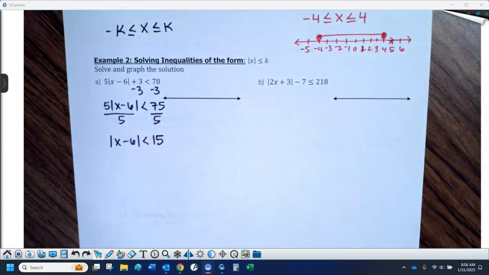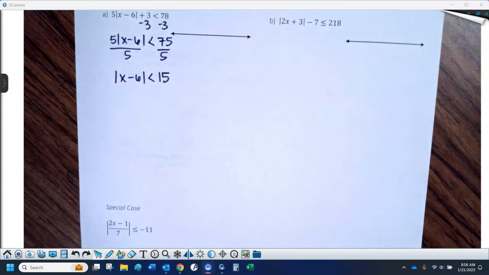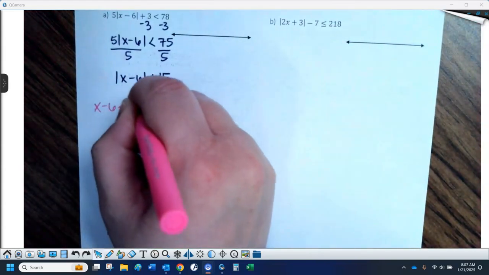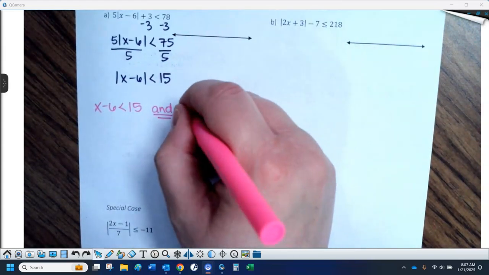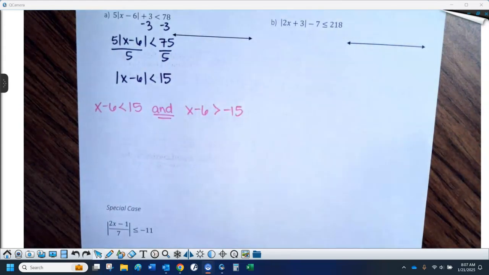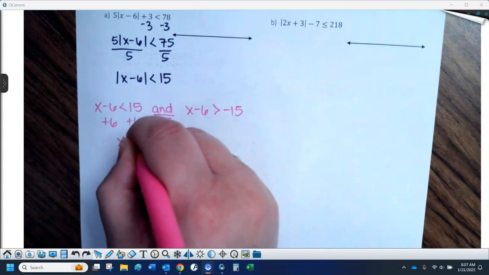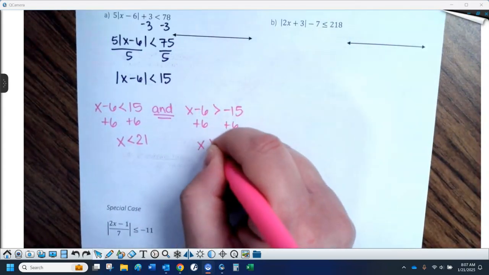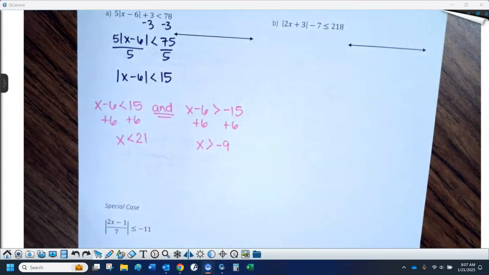Okay, now, once you've got your absolute value alone, you're going to break it apart into that little definition. And so I'm going to write x minus 6 is less than 15. The only difference here is "and," and these should point together. x minus 6 is greater than negative 15. We're going to be between these two numbers. I'm just going to add 6 real quick. x is less than 21, and here I'm going to add 6. x is greater than, this will be negative 9 if I take negative 15 plus 6.